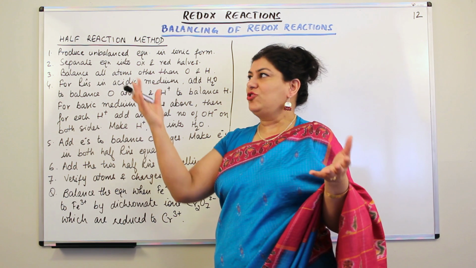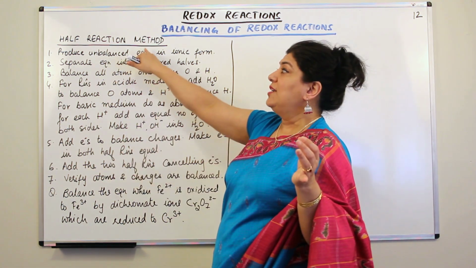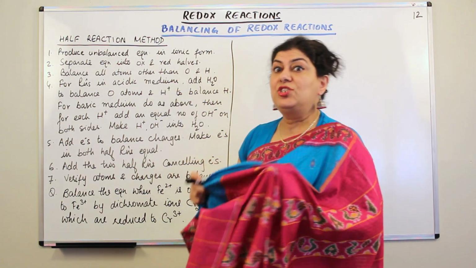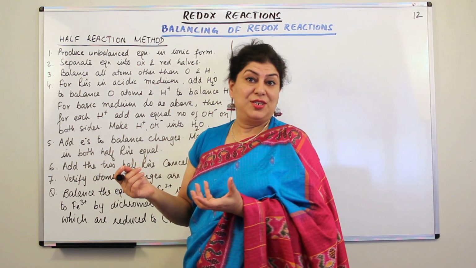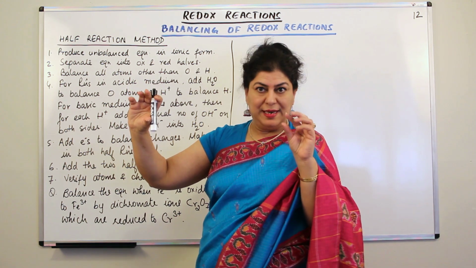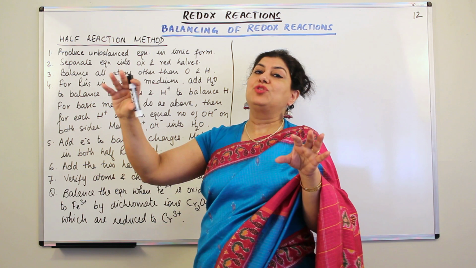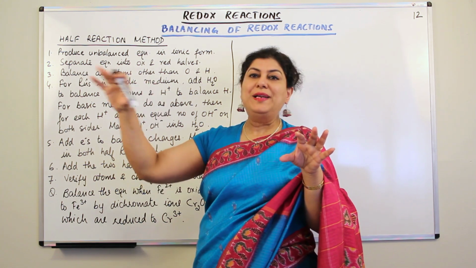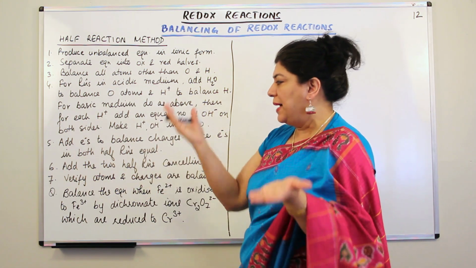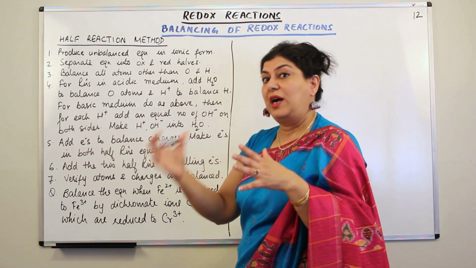The next step would be to see the charges on both the sides. So in order to balance charges, in the case of the half reaction method, we use electrons. So we balance charges with the help of electrons. Whichever side is more positive, one of the sides will be less positive or more negative. You will add electrons to the side which is more positive. The difference, you will add those many electrons on that side, and thus you will balance the charges of the two sides in both the half reactions.